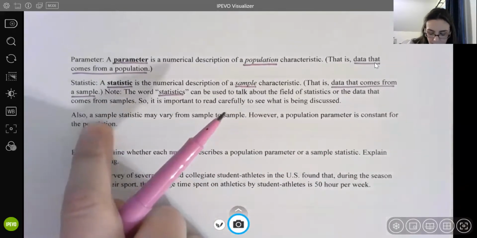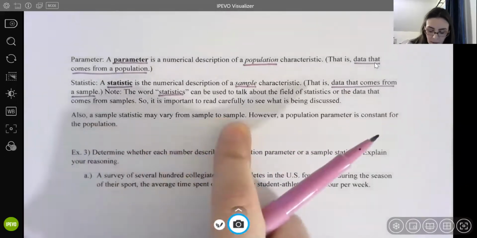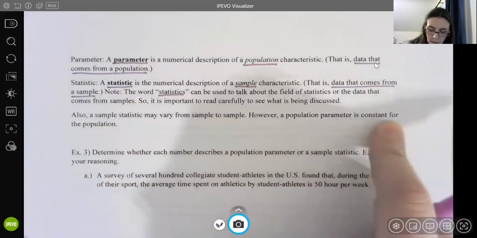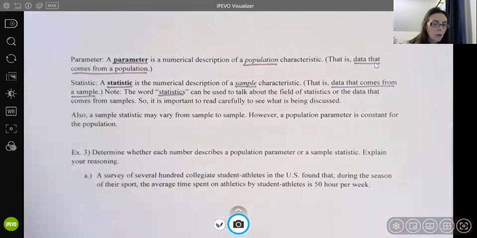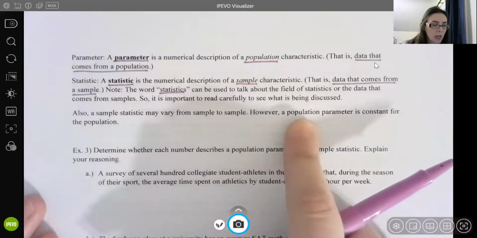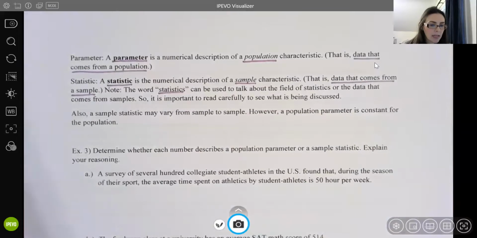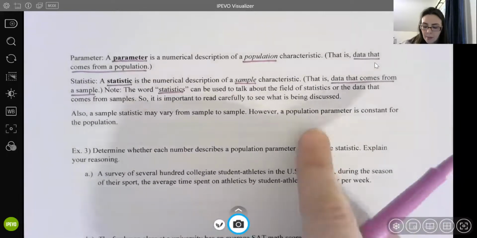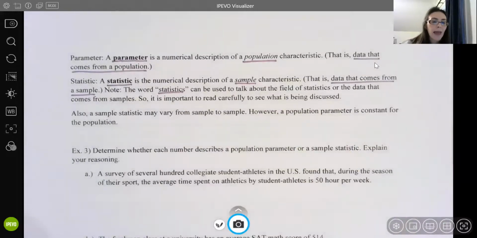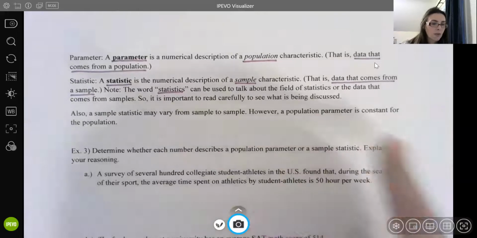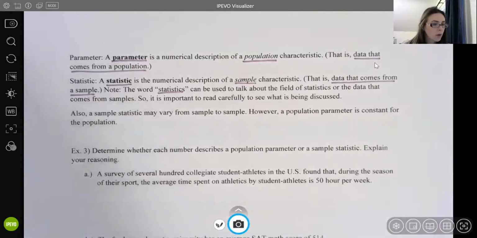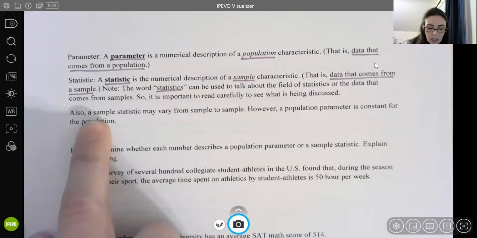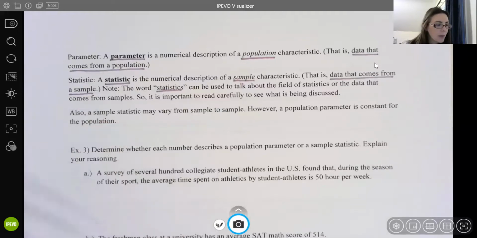Another thing to note is that a sample statistic can vary from sample to sample. However, population parameters should be consistent for the whole population. So what that means is when you have a population, so let's say I actually did have population data, then that parameter, so that average or that mode or that percent or whatever value you calculated would be the same, right, for the whole population. It's just one value for the whole population. Samples change though, depending on the sample data you're given.